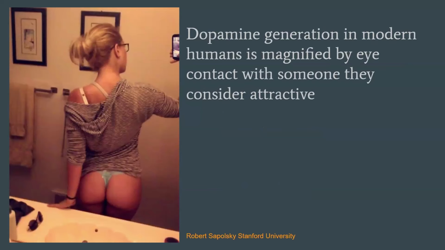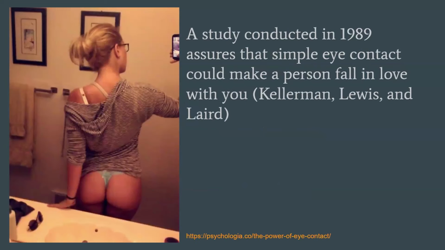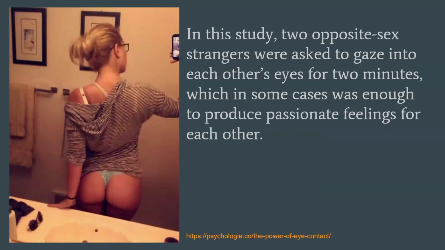Now, dopamine generation in modern humans is magnified by eye contact with somebody they consider attractive. And there was a study done in 1989 that says simple eye contact can make a person fall in love with you. And the study was two opposite sex strangers were asked to gaze into each other's eyes for 2 minutes. And in some cases, it produced passionate feelings just by looking in their eyes. They're not talking. They're obviously attractive at the beginning, but they look into each other's eyes and they're falling in love.